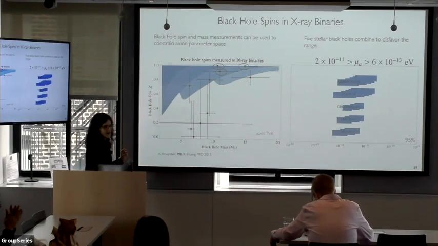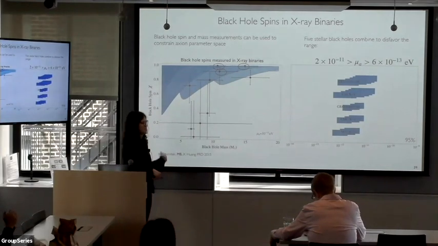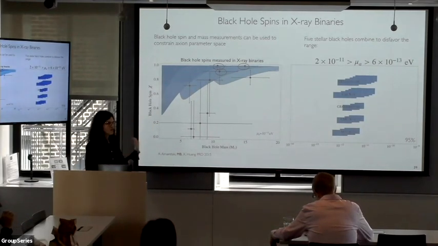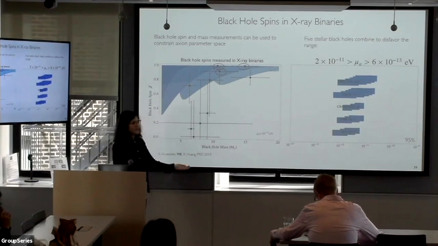A decade, yeah. And it depends: as you go to lighter and lighter axion masses, it takes longer and longer to spin down, so it depends on the sensitivity of your measurement, or on how long the black holes have been around. So in principle, you could even go to a factor of 100. But here you can see for each black hole, that's one mass, and it's covering about a factor of 10 or more in axions.